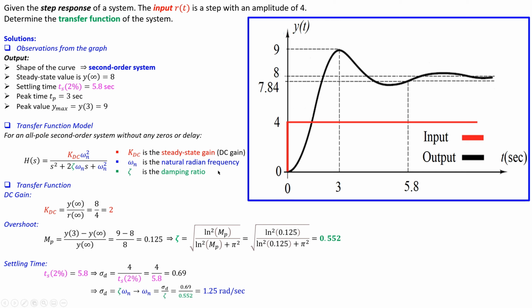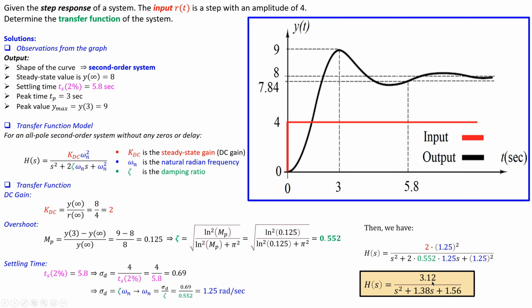So I have now all the necessary parameters: I have the KDC, the zeta, and also the omega n. Collecting the terms and substituting in this transfer function model, and simplifying, I have this expression, which is 3.12 over s squared plus 1.38 s plus 1.56. So that is our transfer function, and we will need to verify this in MATLAB simulations.